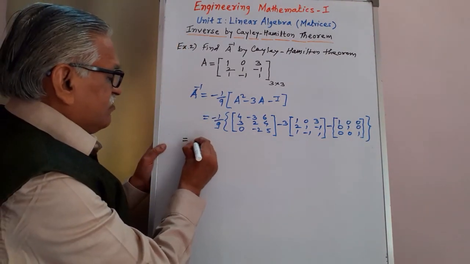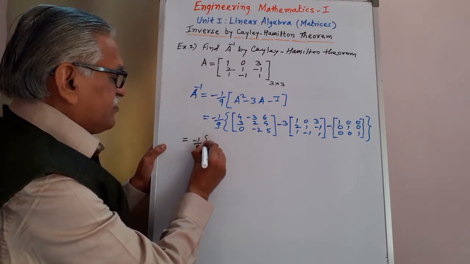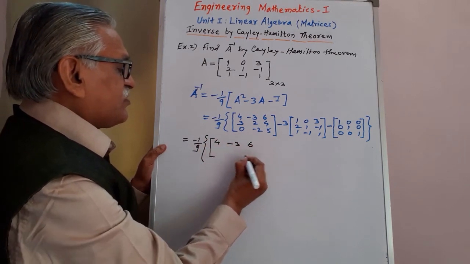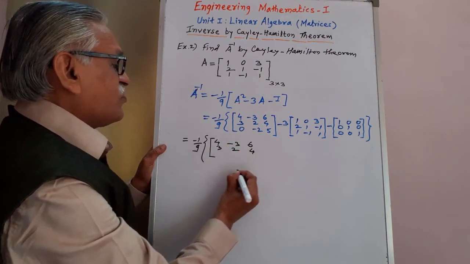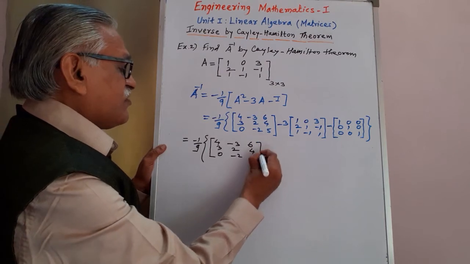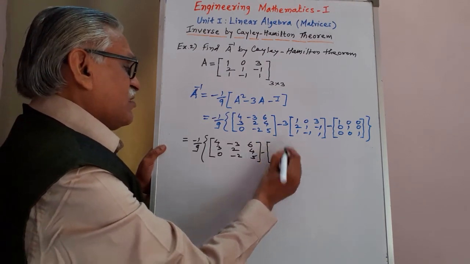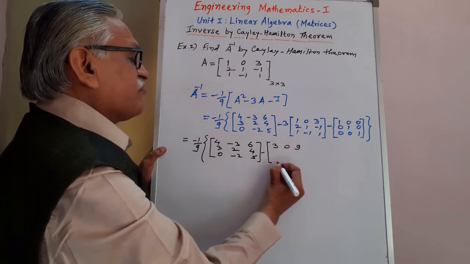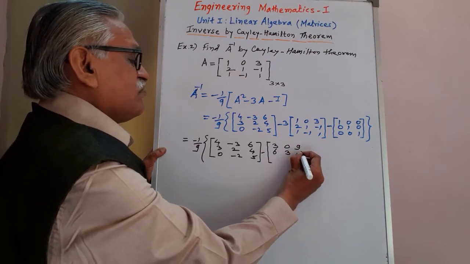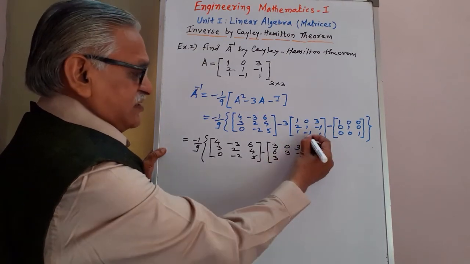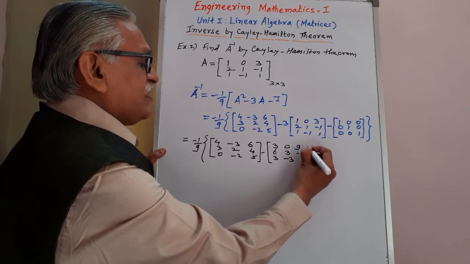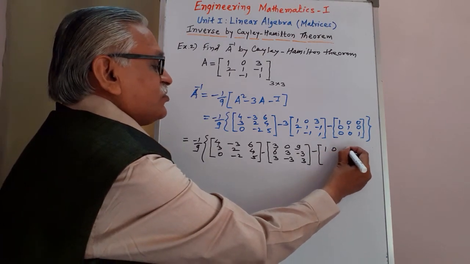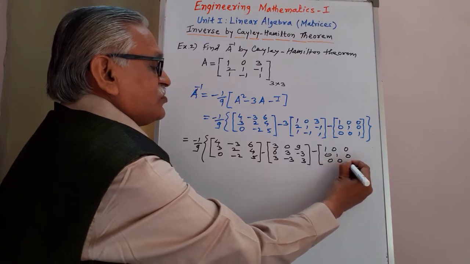And therefore it is equal to minus 1 by 9 times the first matrix, which I will write as it is: 4, minus 3, 6, 3, 2, 4, 0, minus 2 and 5, minus, multiplying by 3 inside, the elements are 3, 0, 9, 6, 3, minus 3, 3, minus 3 and plus 3, and then the third matrix as it is, the identity matrix 1, 0, 0, 0, 1, 0, 0, 0, 1.